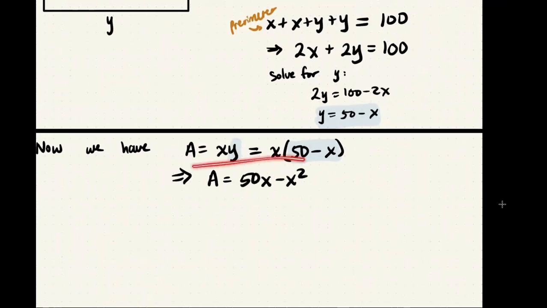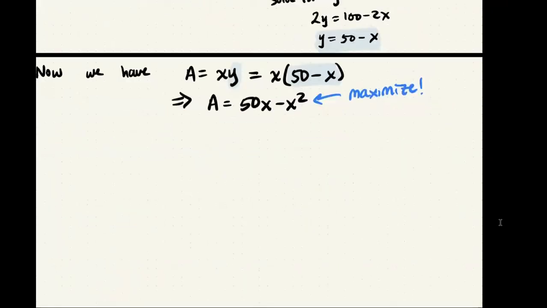This is now an equation in one variable. It's just with x's, there's no more y's. So we can go ahead and find its critical points. This is what we want to maximize. We want to maximize the area.